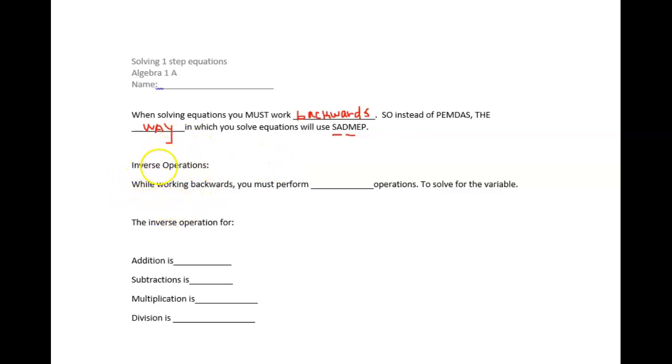The other thing you're going to do, you're going to be working backwards, but you're also going to use inverse operations. So while working backwards, you must perform inverse operations. So go ahead and write inverse in the blank. Now what inverse operations means is that you're going to do the opposite of what you see, okay? Every time I see addition, I know I'm going to use the inverse of addition, and that's just subtraction. So write that in the blank.